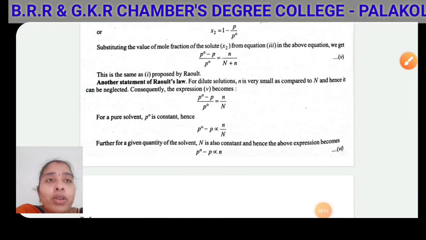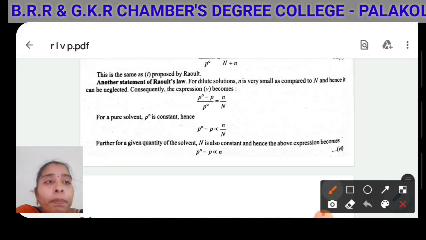In the statement of Raoult's law for dilute solutions, small n is very small as compared to capital N. Small n is the number of moles of the solute, capital N is the number of moles of the solvent, hence small n can be neglected in the denominator. Consequently, the expression becomes (P0 minus P) by P0 equal to small n by capital N. Small n is neglected because solvent molecules are more numerous than solute molecules.